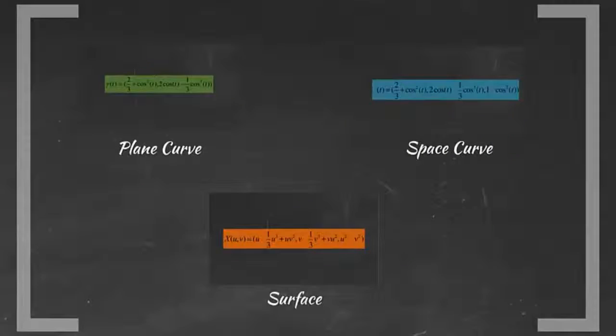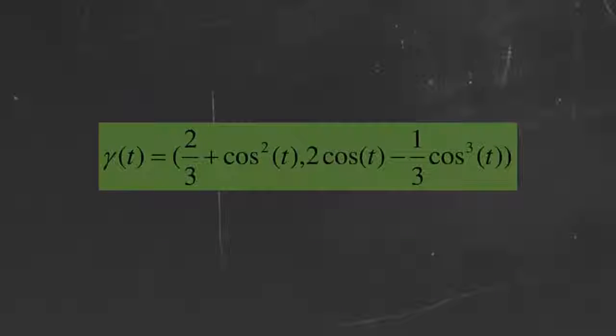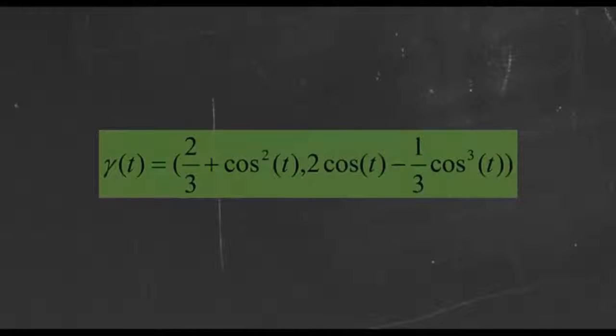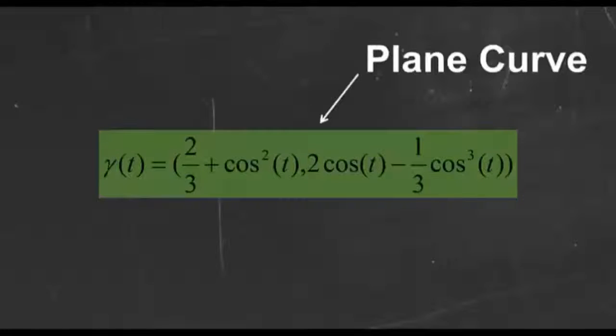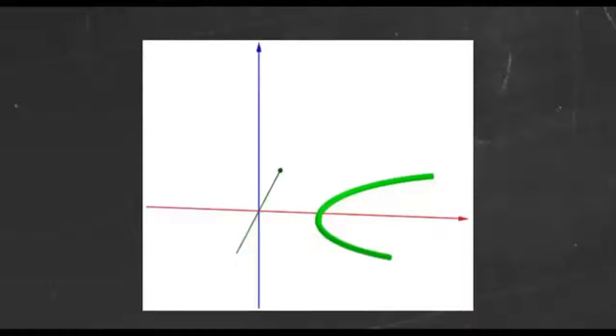Let's take a more detailed look into those plane curves, space curves and surfaces that we mentioned earlier. This is a plane curve. It's called a plane curve as it only exists in the 2D xy plane. The first component is x and the second is y. We want to find the curvature of this curve, i.e. the rate of change of the tangent.